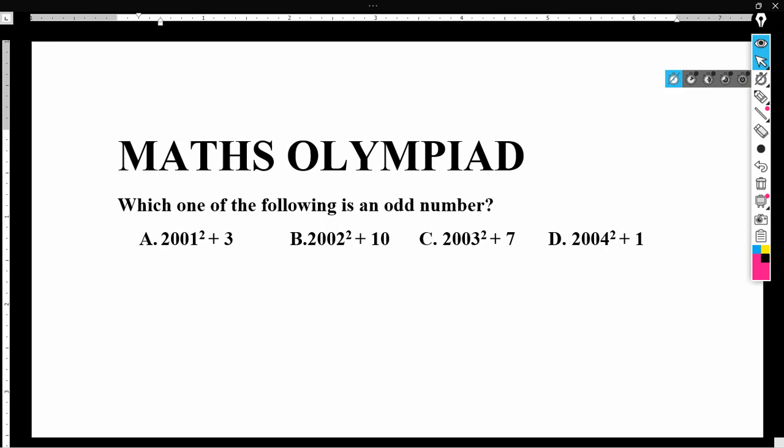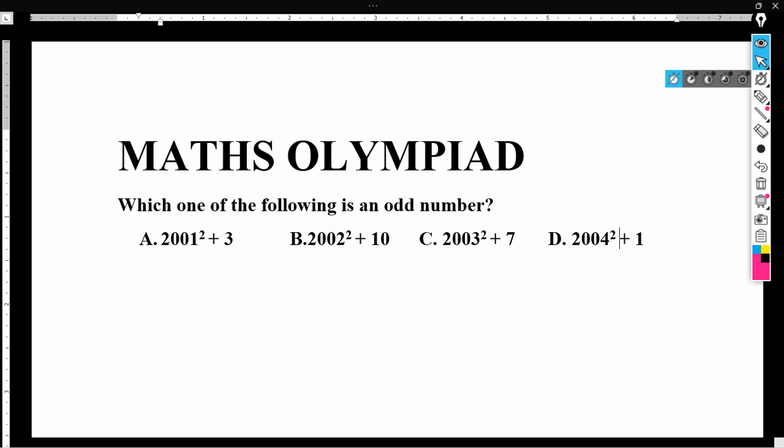We're going to be resolving another question. This is a math Olympiad question, and it says, which of the following is an odd number? Now, in order to solve this question, you will be having to solve these questions in real time very quickly. So you can't afford to begin to square 2001, then plus 3, then square 2003. It means you have to test all the answers. So what you have to understand is just the relationship between numbers.